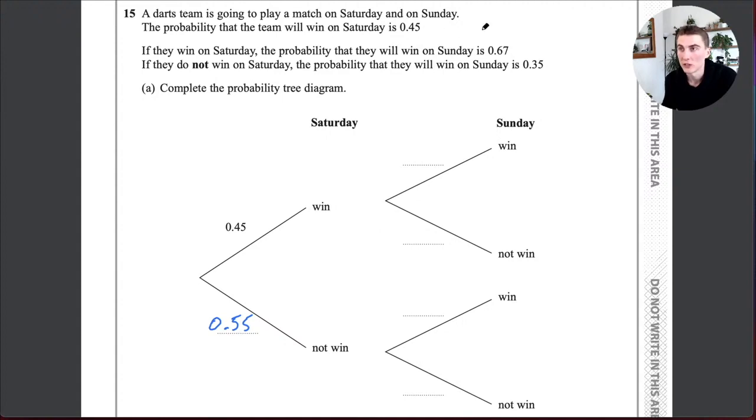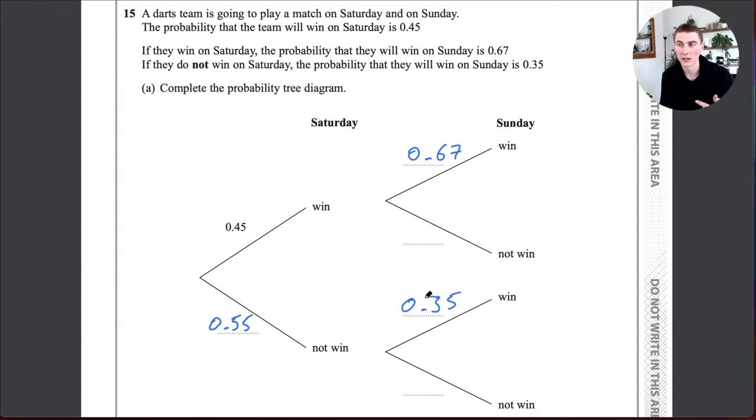The other important thing is just to put in all the information that you're given. So we're told if they win on Saturday, the probability that they win on Sunday is 0.67. So win on Saturday, win on Sunday, this bit here is 0.67. Whereas if they don't win on Saturday, the probability that they will win on Sunday is 0.35. So if they don't win, the probability that they win on Sunday is 0.35. We'll pop that here. So we're just adding the information from the question to our diagram.